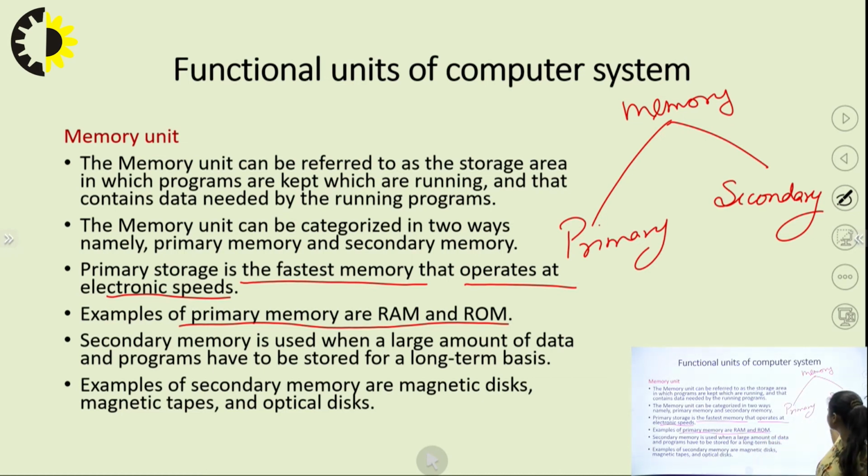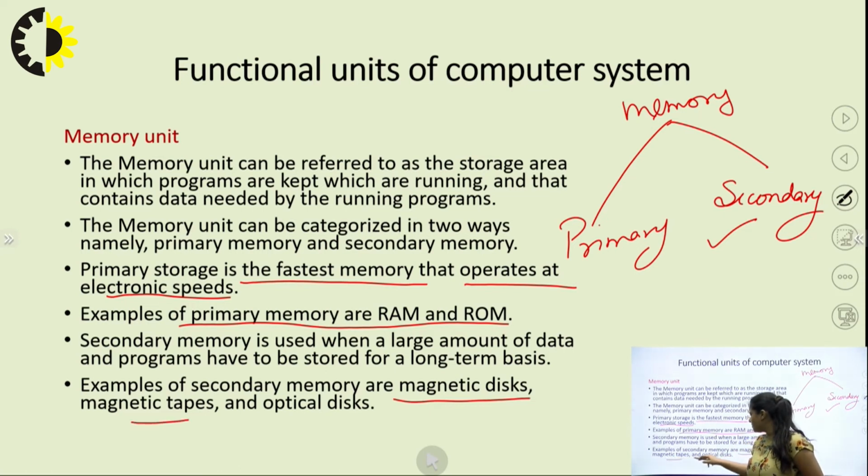And if I talk about the secondary memory, it is basically used when a large amount of data or programs we have to store on a long-term basis, compared to primary memory. Examples of secondary memory are magnetic disk, magnetic tape, and optical disk. Getting data from secondary memory is slower than from the primary memory. Whenever we have to take data from the primary memory, we can get it in the fastest way. Okay. So this is all about the memory unit.